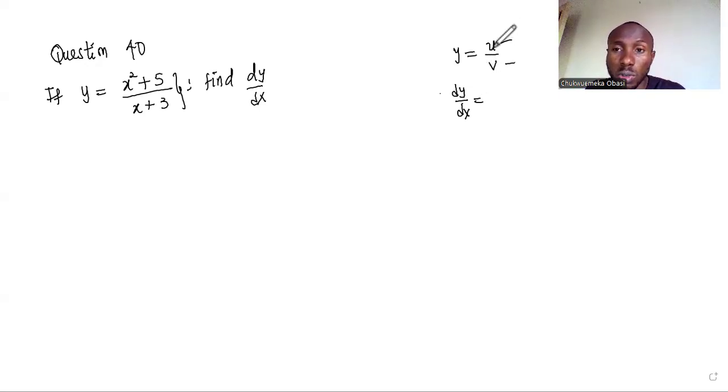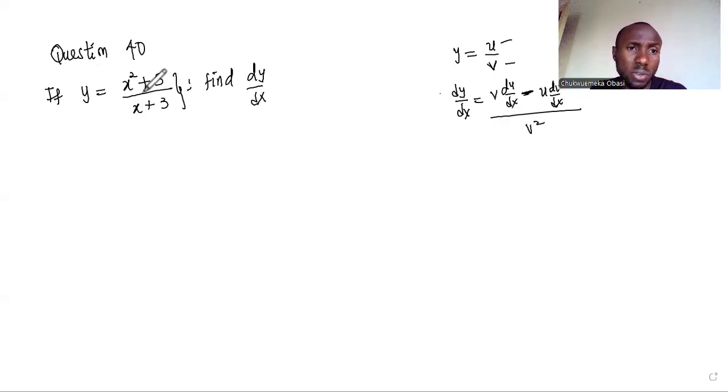So all you need to do to differentiate a function like this: the first thing, you hold your v and you differentiate your u with respect to x, and you minus. Take note, it's a negative, not addition, not product rule. Then the next thing, you hold your u and you differentiate your v, and finally you have it all upon v squared. So your v, you put a square. So that is simply how to differentiate using the quotient rule, right?